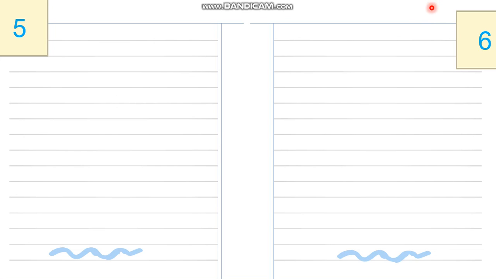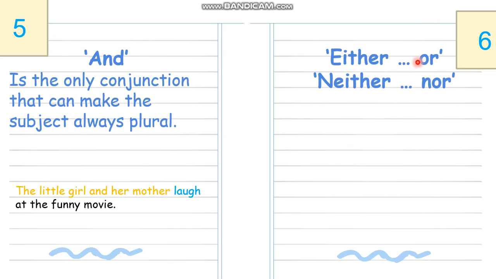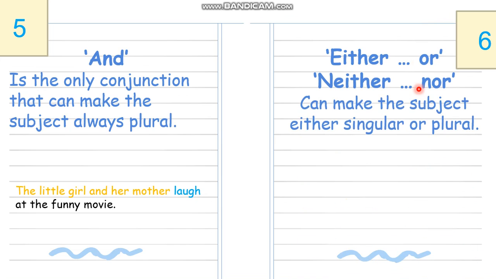There is a special rule related to and. And is the only conjunction that makes the subject always plural. Example, the little girl and her mother laugh at the funny movie. So since we have and here, then directly the verb should be plural all the time, while either or and neither nor can make the subject either singular or plural. It depends on the subject that comes directly before the verb.